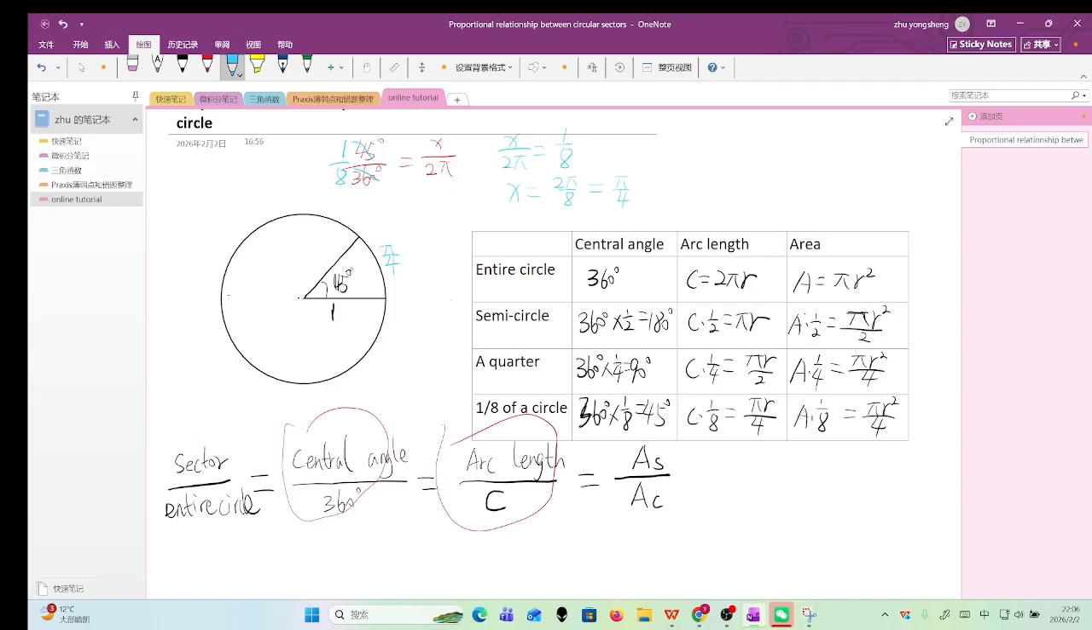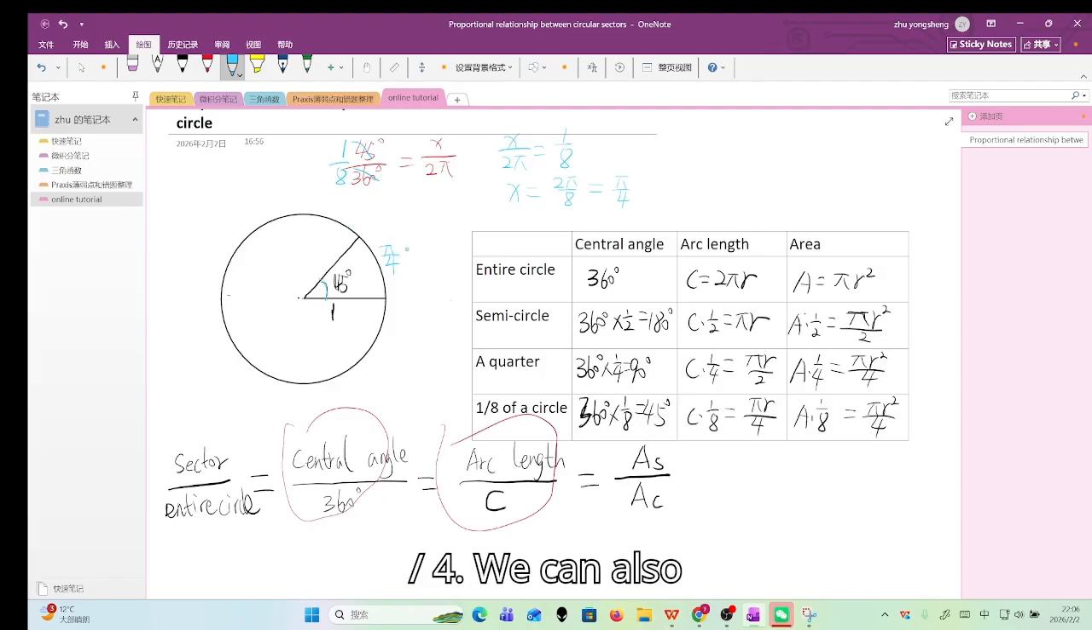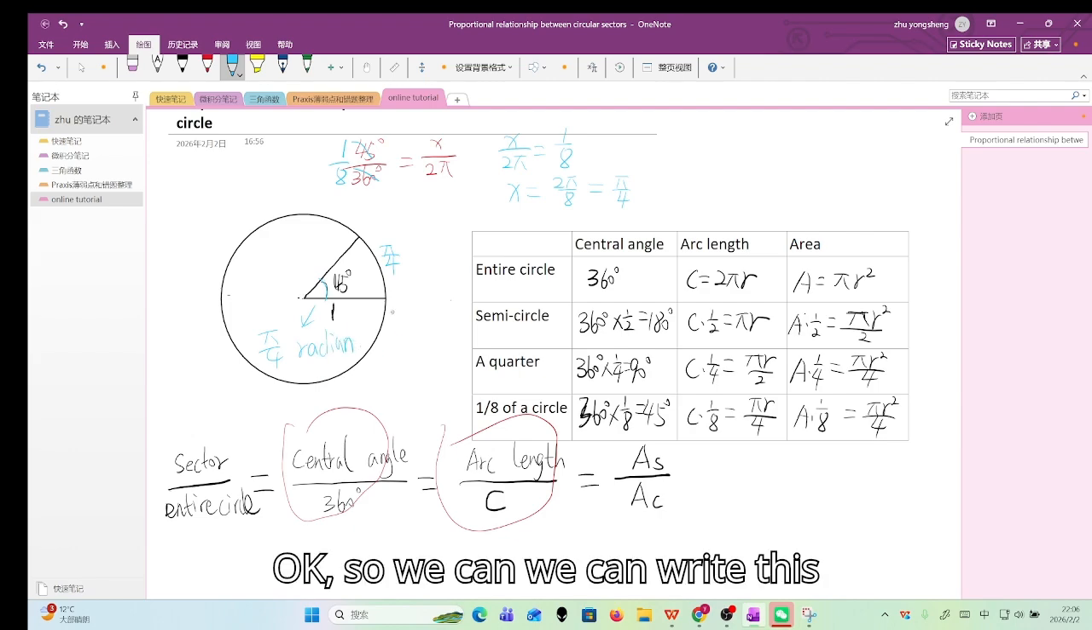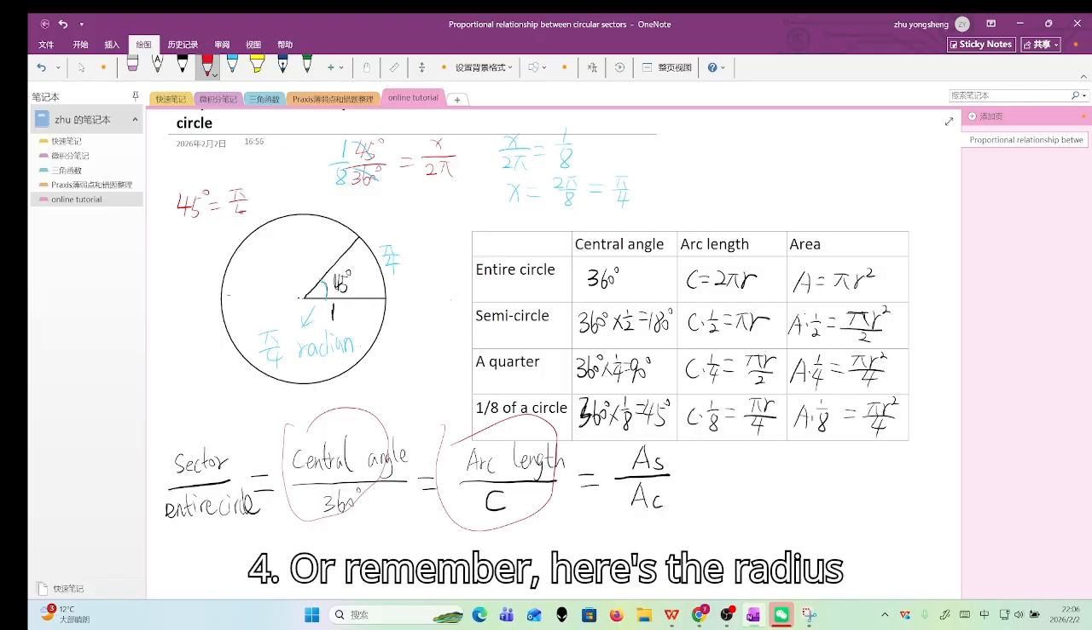All right. So people defined this central angle with degree 45 degrees, and we can say it is pi over 4. We can also say it is pi over 4 radians. Okay, so we can write this: 45 degrees equals pi over 4.